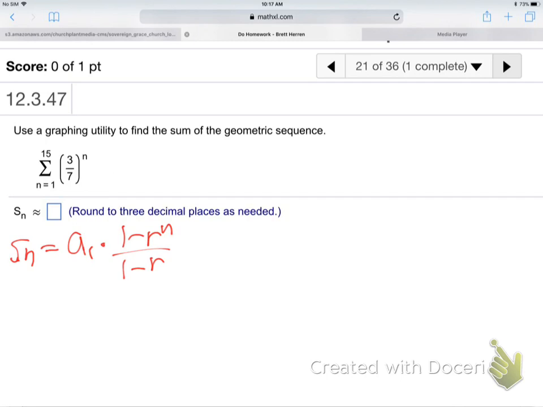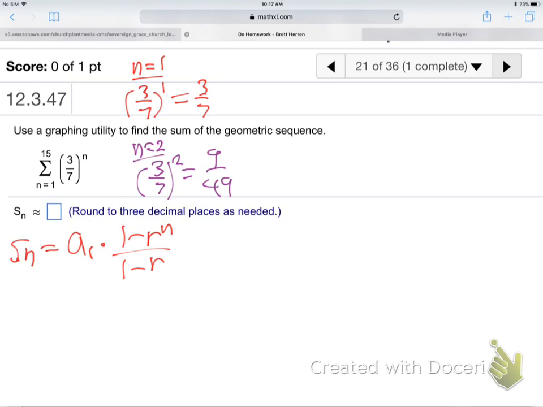Let's see if you can get that. All right, so first term, plug in n equals 1, so it'd be 3/7 to the 1, so it's just 3/7, and then plug in n equals 2, and get 3/7 to the second, which is 9/49. Good, and then we can get the r from there. The r is second term over first.